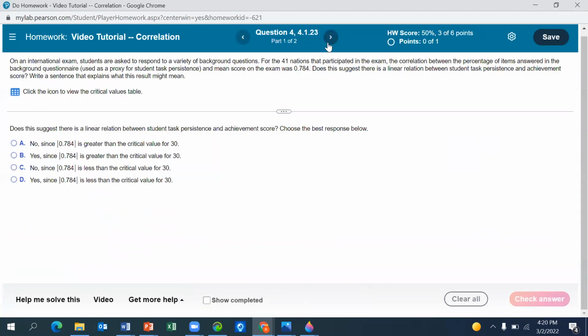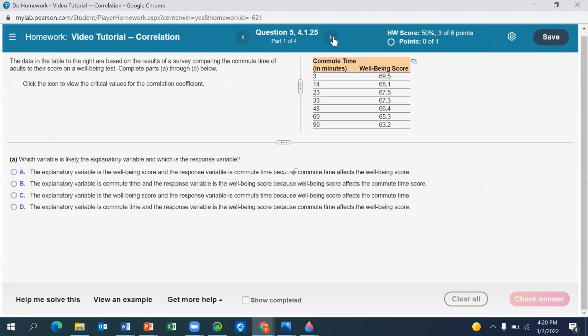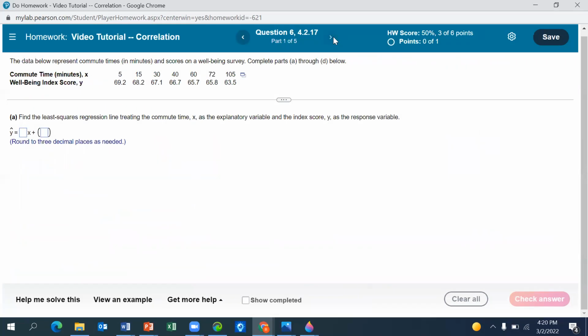So now going to the next question, let me skip that one, and let's go ahead and do this one. So we found the linear correlation and we were able to see if there is a linear correlation. Now in this question, we want to find the least squares regression line. If there is a linear correlation, then find the line. Okay, let's go ahead and do that. So here the data below represent commute time and scores on a well-being survey. Complete parts A to D.